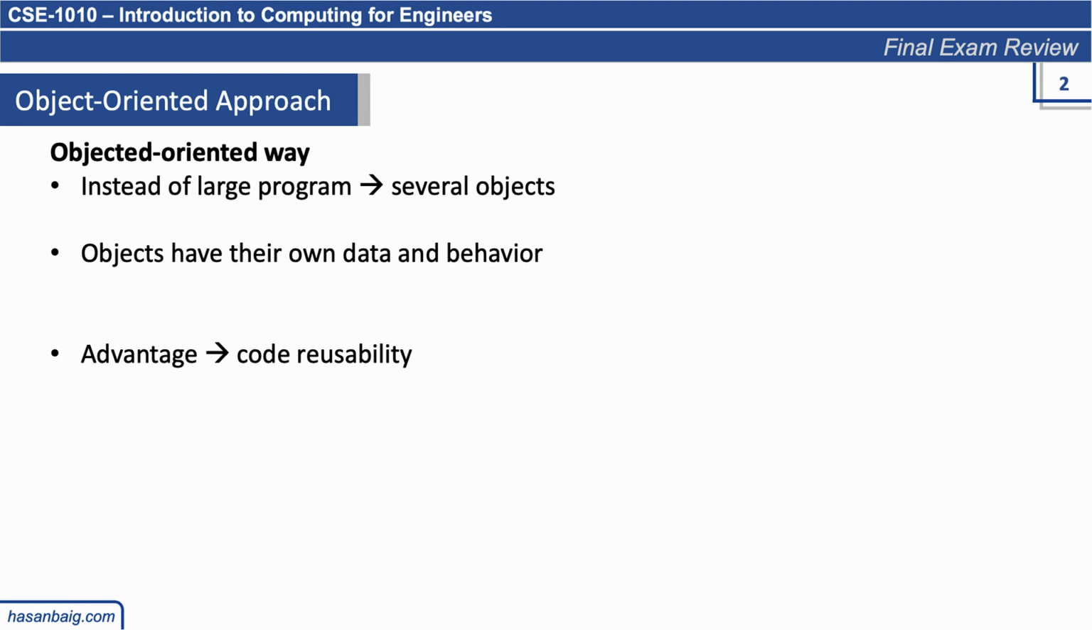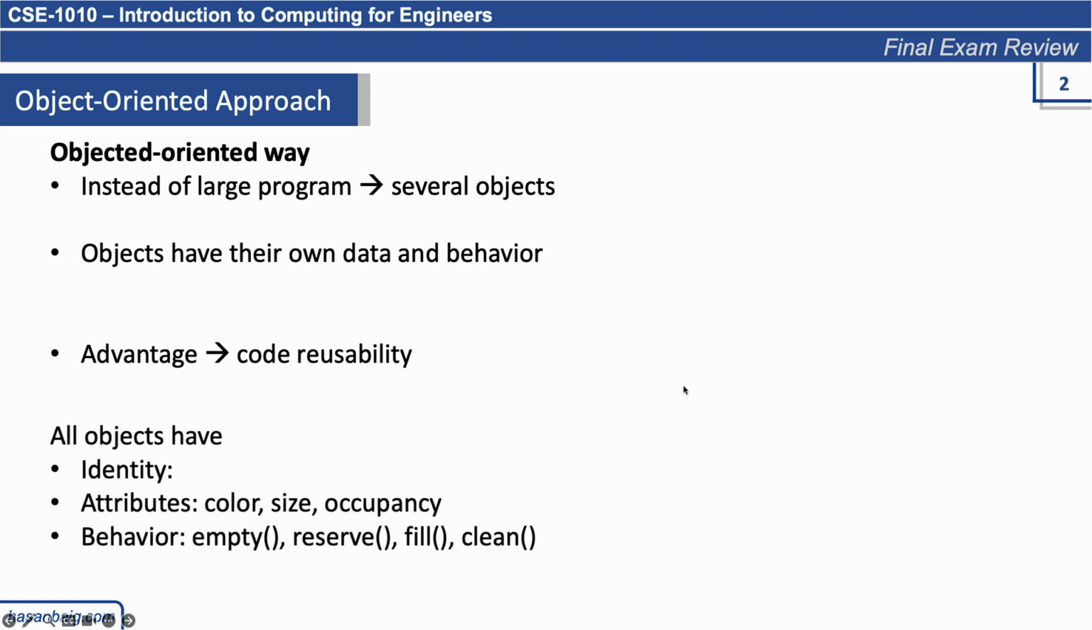The advantage of the object-oriented approach is code reusability. Remember, we discussed the example of a mixer. With the help of a mixer, we can not only mix the ingredients of a cake, but we can also use the same object, the same type, to perform some other tasks.